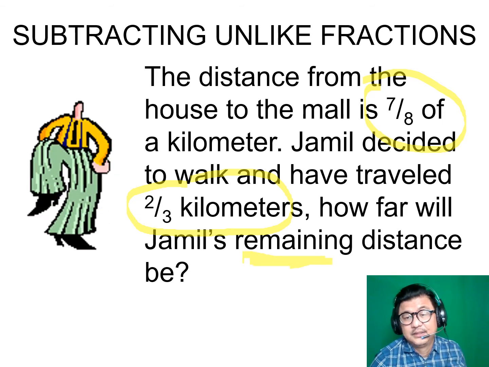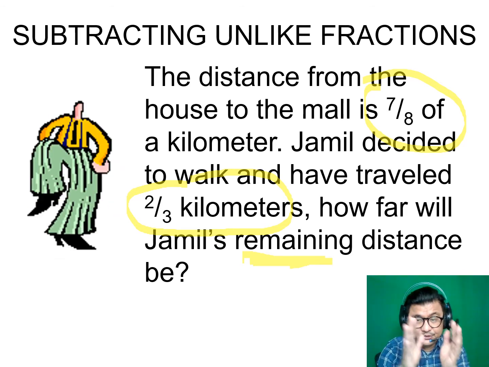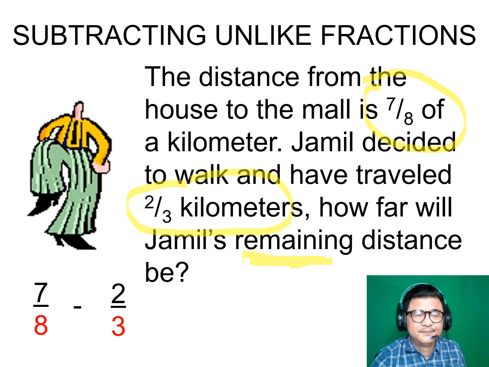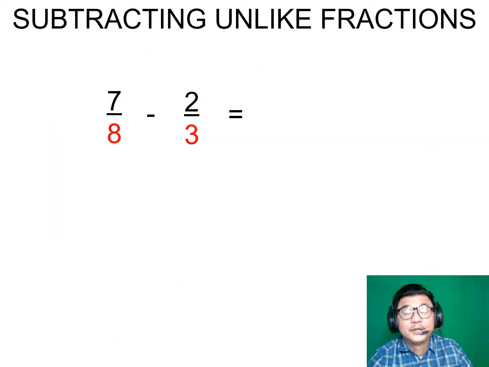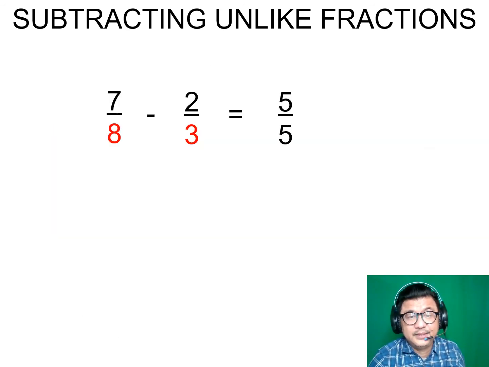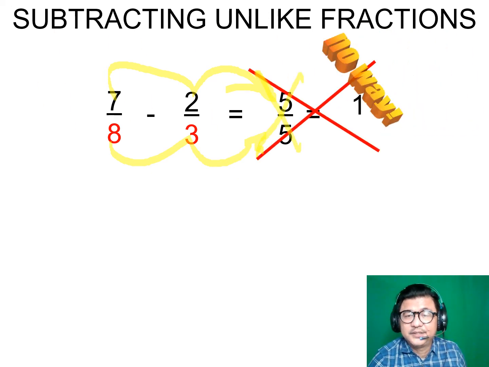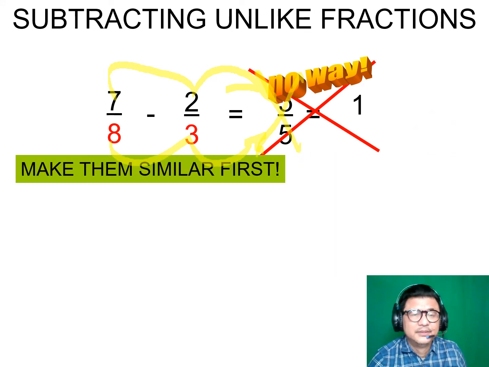So remaining, the big one, take away a portion. Will you add or subtract? Yes, you subtract. So there we go. When we subtract again the wrong way, 7 minus 2 is 5, 8 minus 3 is 5. No, we cannot do that, right? It cannot be 1 kilometer left to travel. No. So what do I do?